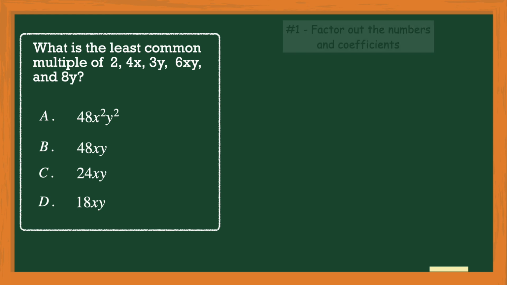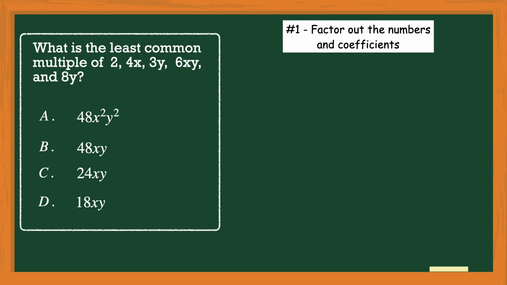First, I will factor out the numbers and coefficients. Remember, coefficients are the numbers being multiplied to the variables. To do this, I will place all 5 of the given values inside this ladder. Now I'm going to look for a number or factor that can be divided evenly into some or all of the values in the set. I'm going to choose this factor of 2 because I know that 2 divides evenly into the 2 and the coefficients of 4, 6, and 8.